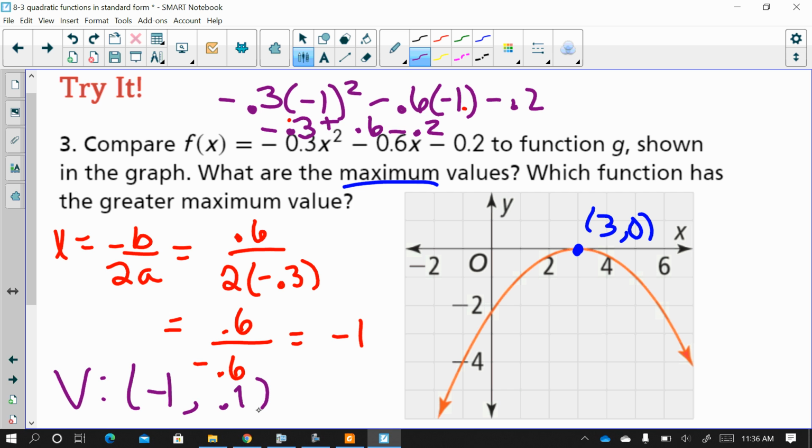So which one's bigger? Again, I only care about the y's. I have 0.1 compared to 0. So f of x has the bigger maximum.